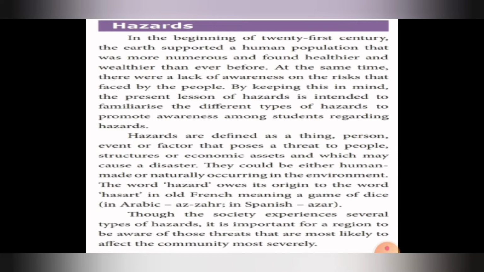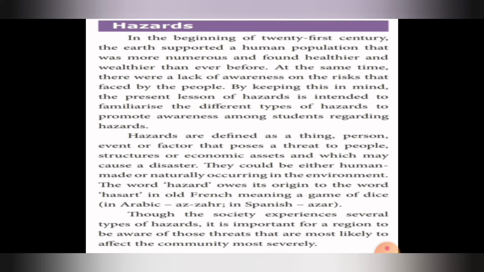Okay. In the beginning of 21st century, the earth supported a human population that was more numerous and found healthier and wealthier than ever before. At the same time, there was a lack of awareness on the risk that was faced by the people. By keeping this in mind, the present lesson of hazards is intended to familiarize the different types of hazards to promote awareness among students regarding hazards.